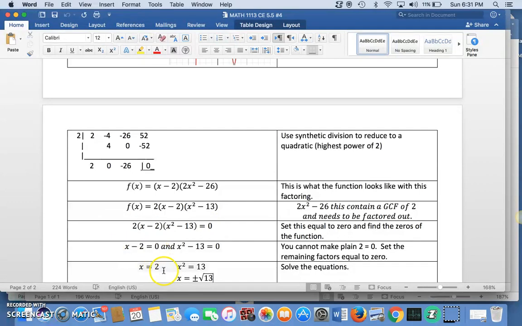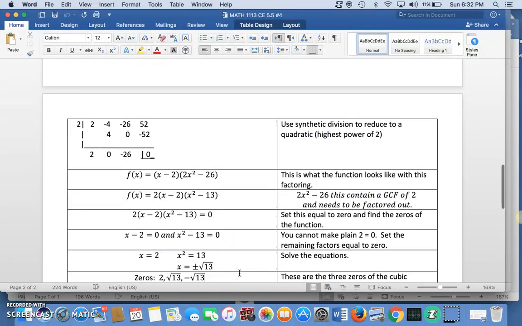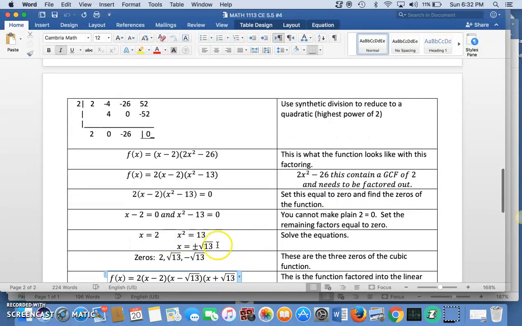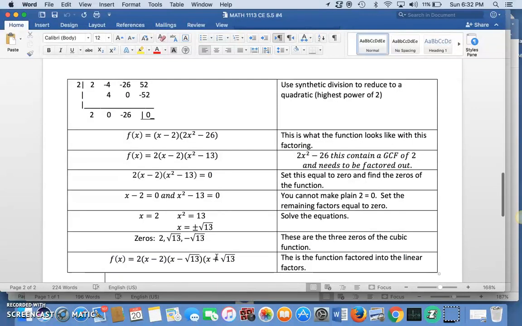x minus 2 equals 0, x equals 2. x squared minus 13 equals 0. When you work through that, you get x squared equals 13, and you take the square root of both sides and get plus or minus the square root of 13. So those 3 are your zeros. 2, square root of 13, negative the square root of 13.